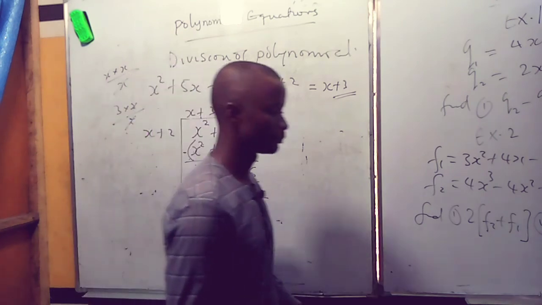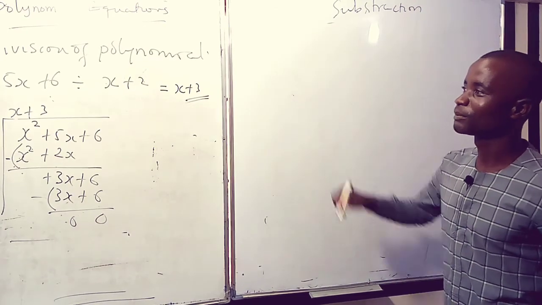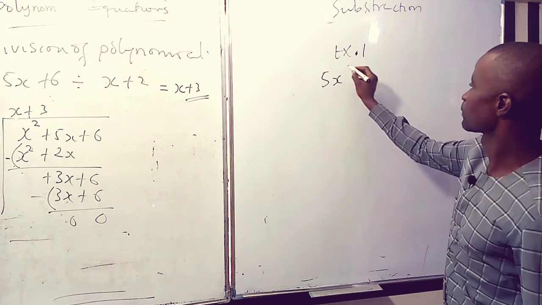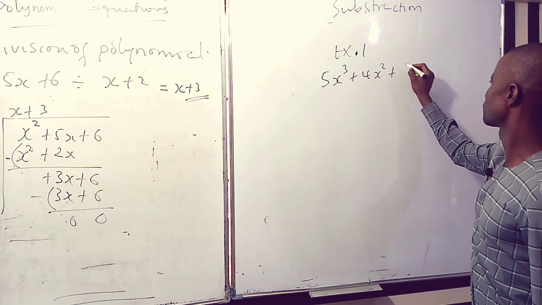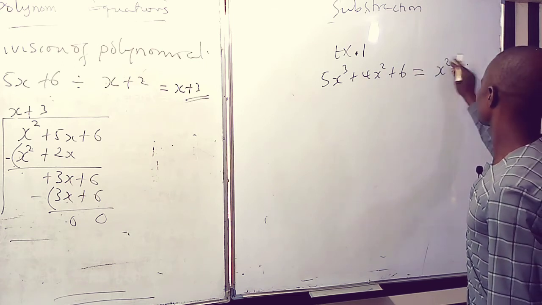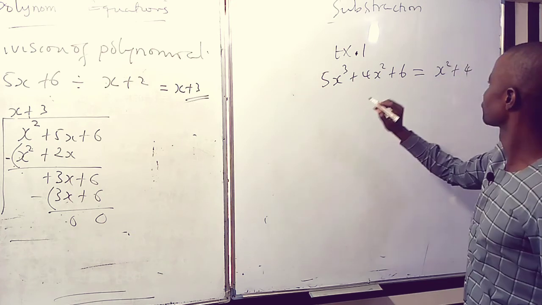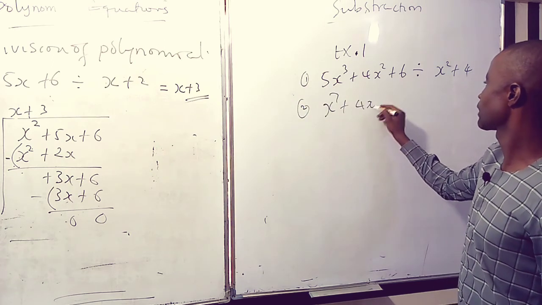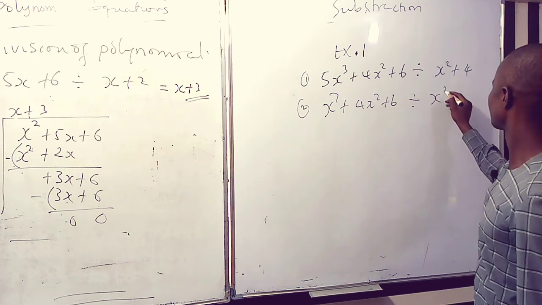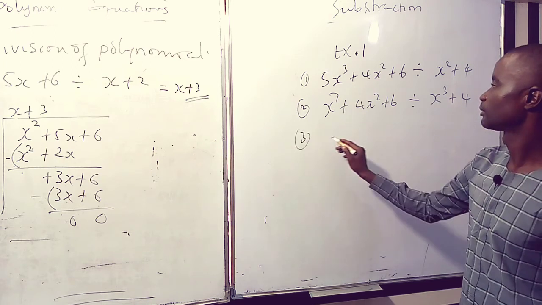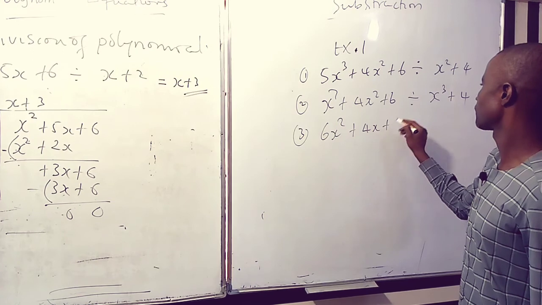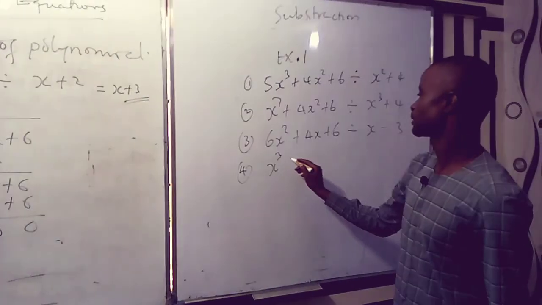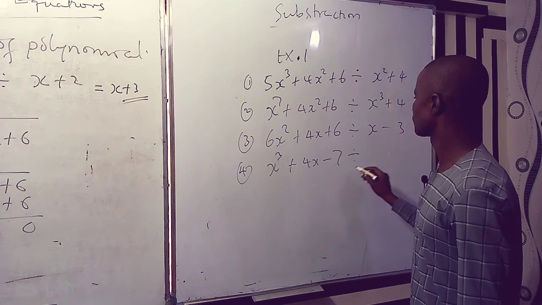Now let me put exercise 1. Division 1: x raised to power 3 plus 4x squared plus 6 divided by x squared plus 4. Division 2: x raised to power 7 plus 4x squared plus 6 divided by x raised to power 3 plus 4. Division 3: 6x squared plus 4x plus 6 divided by x minus 3. Division 4: x raised to power 3 plus 4x minus 7 divided by x plus 4.